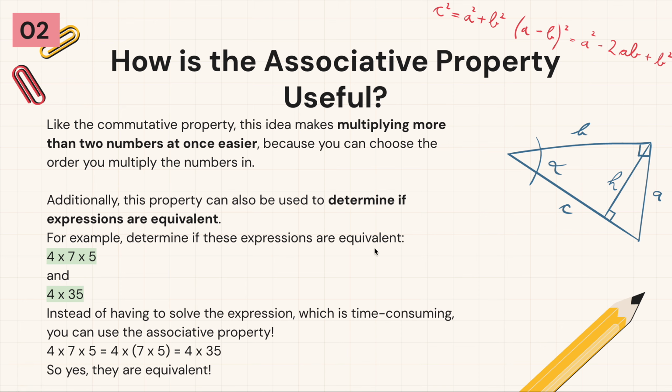For example, determine if these expressions are equivalent: 4 times 7 times 5 and 4 times 35. This is pretty simple. You can see because of the associative property, you're able to multiply 7 times 5 first. So 7 times 5 is 35. So 4 times 7 times 5 is indeed equivalent to 4 times 35.